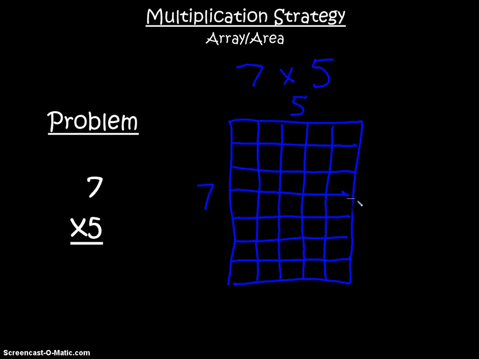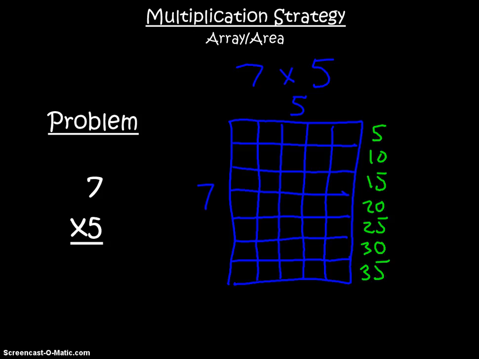We could count by 1, or since these square units are arranged in rows and columns, we could count by groups of 5 or by groups of 7. If we count by groups of 5, we get 5, 10, 15, 20, 25, 30, and 35. So there are 35 square units in this area.